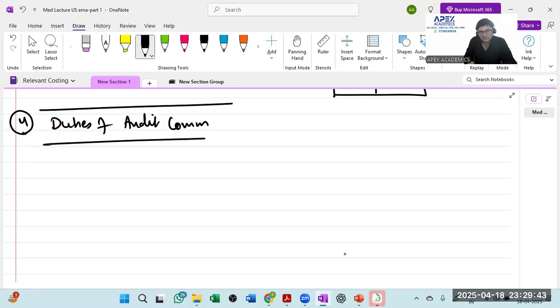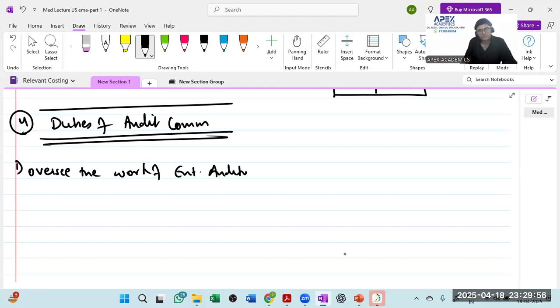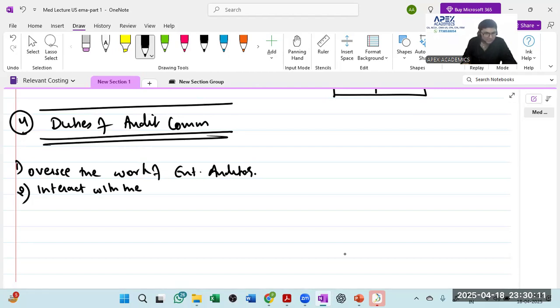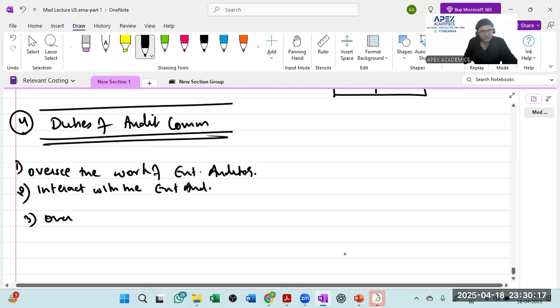What are the duties of the audit committee? Sir, the first duty is to oversee the work of the external auditor. The second duty is to interact with the external auditor. Third, sir, oversee the work of the internal auditor.